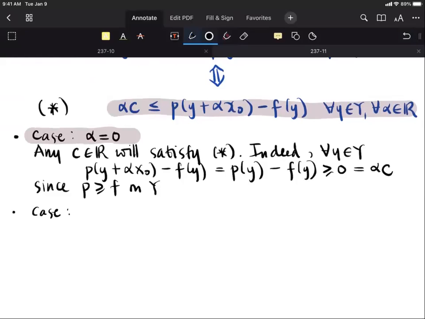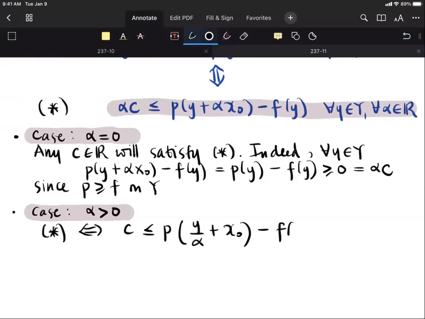Case 2, what if alpha is positive? Then we can divide by alpha and the inequality will be preserved. So this is equivalent to c less than or equal to p of y over alpha plus x naught minus f of y over alpha.